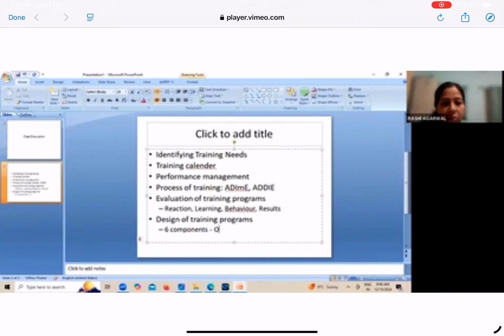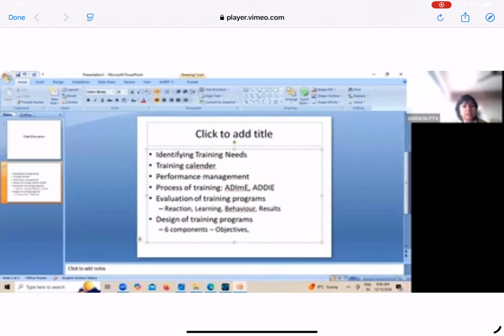So the first one was setting objectives. What are we going to try to achieve? Selection of trainers. Who will do it, from inside or outside? The method and material used for the training. Will it be simulation based? Will it be virtual reality based? Is it a class, where the teacher does everything, or are participants going to do hands-on activity along with them?